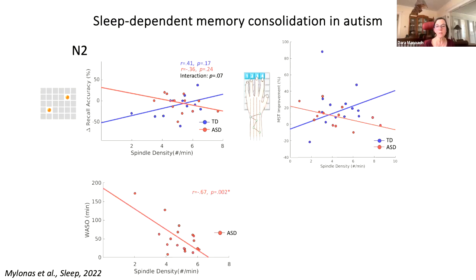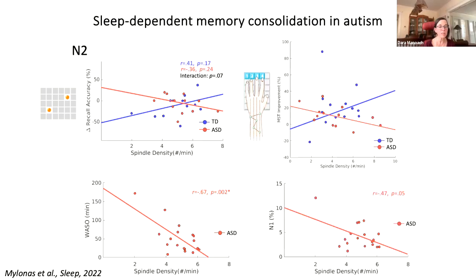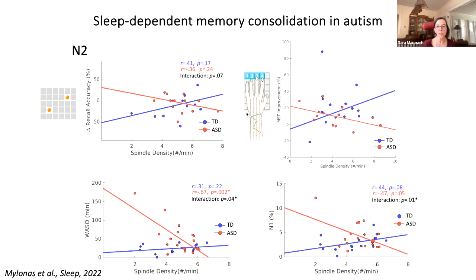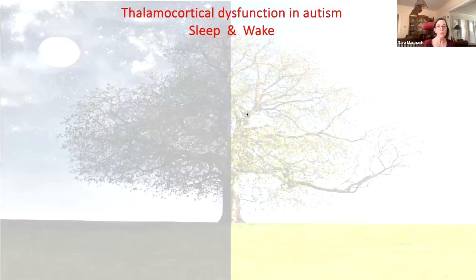So in ASD, fewer spindles predicted worse sleep quality as measured by WASO, wake time after sleep onset, and also the percentage of time spent in stage 1 sleep, which is the lightest sleep stage. And this was true in autism, but not in typically developing children. What this suggests is that in autism, spindles may be acting to preserve sleep, and that spindle deficits may contribute to sleep disruption. So these findings motivate our current work.